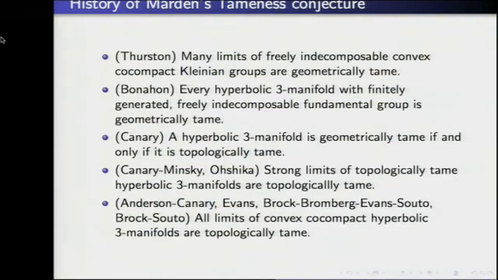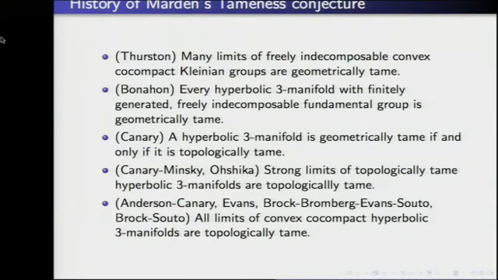Okay, so let me give you a little history here. First of all, Thurston defined the idea, and then he showed that many limits of freely indecomposable convex co-compact Kleinian groups are geometrically tame. Basically he proved that enough of them are geometrically tame for use in his proof of his geometrization theorem, and this is why he developed this technology. Then Bonahon later built on the work of Thurston to show that every hyperbolic 3-manifold with finitely generated freely indecomposable fundamental group is geometrically tame, and hence topologically tame. And then I showed that geometric tameness and topological tameness are the same thing.